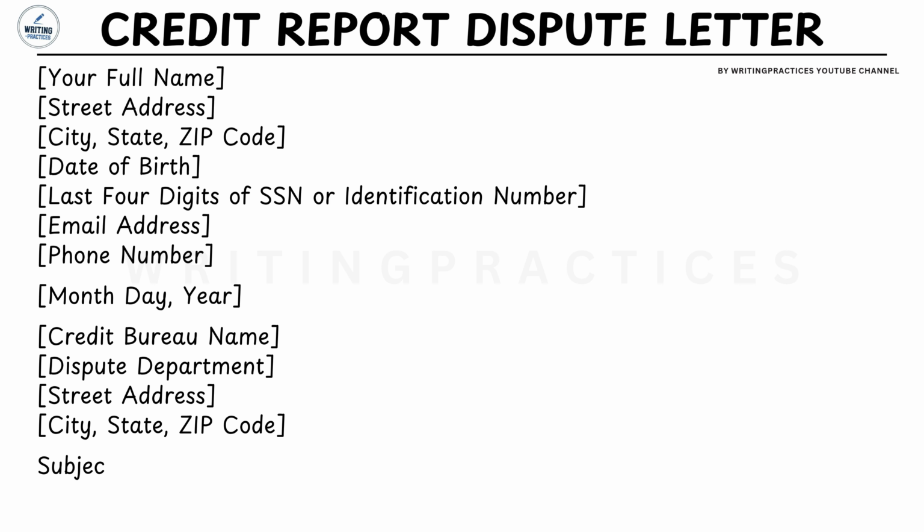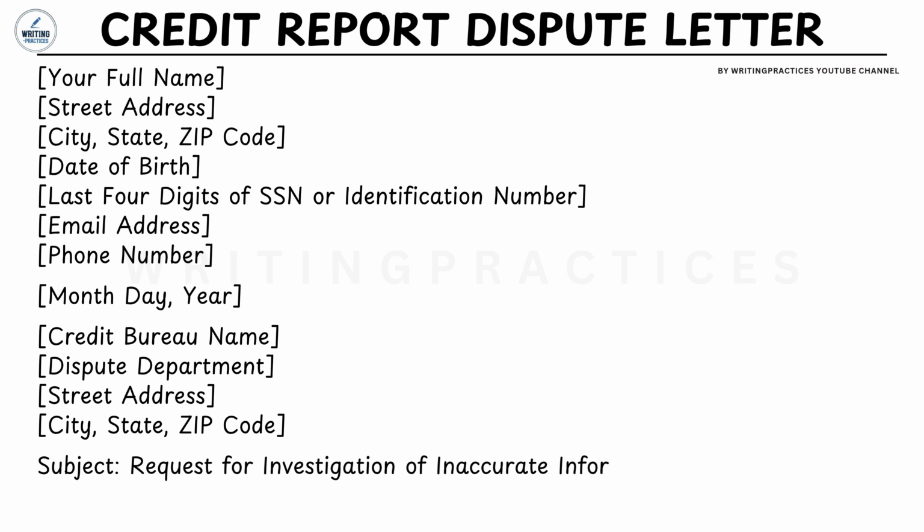Subject line. The subject line clearly identifies the purpose of the letter. This helps the bureau quickly understand your request. For example, subject, request for investigation of inaccurate information on credit report. This immediately identifies the issue. Pro tip, keep the subject line direct and professional.